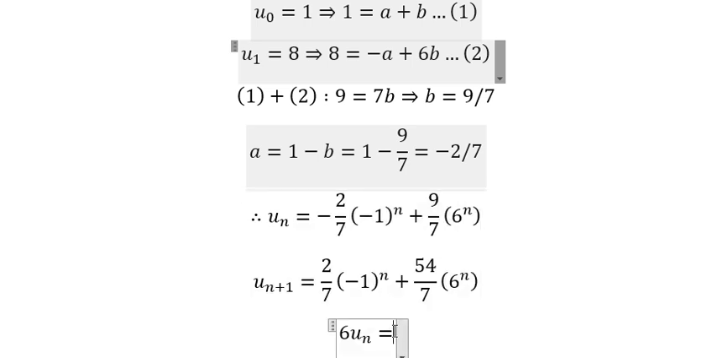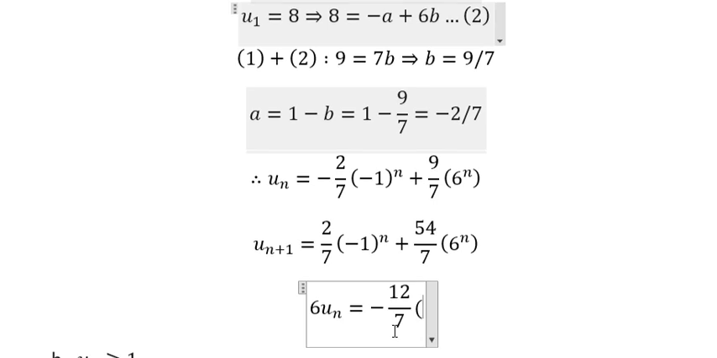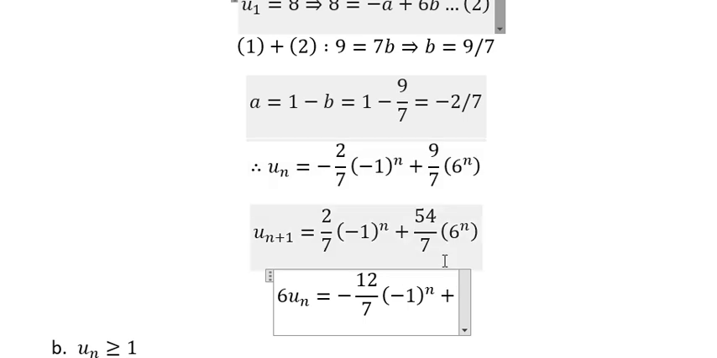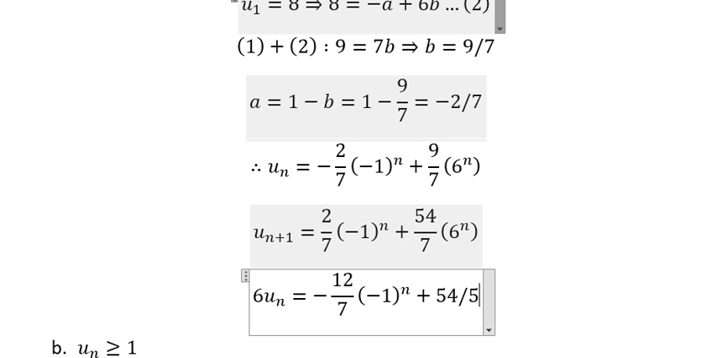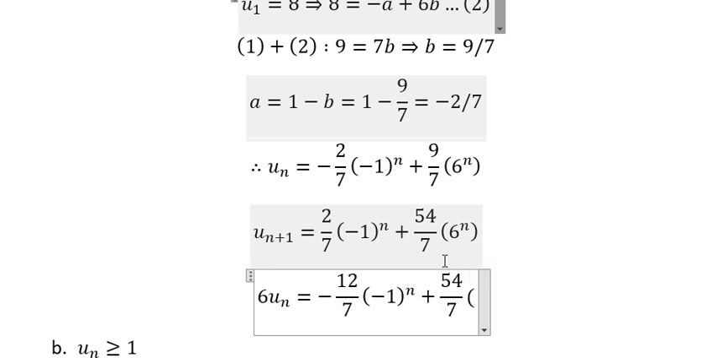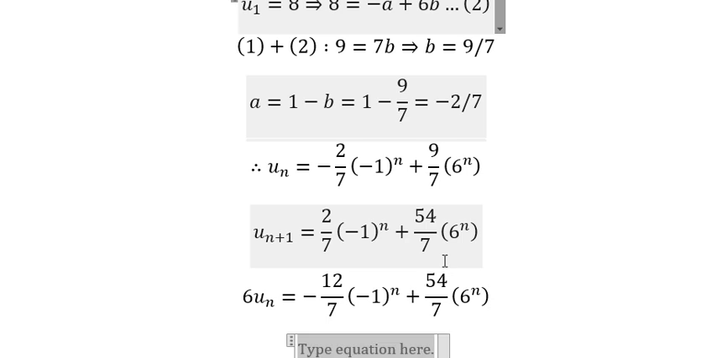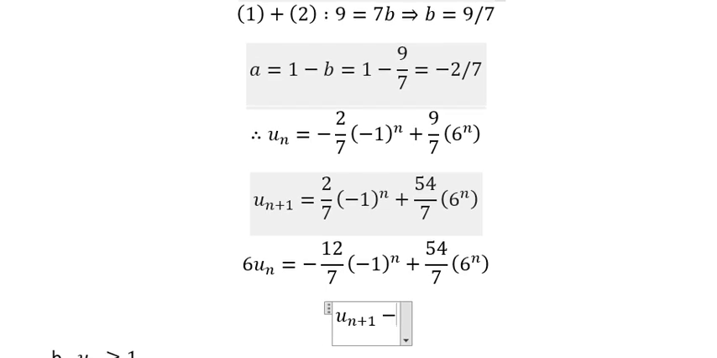Okay, so you're going to have negative 12 on 7 times negative 1 to the n, then plus 6 times that, which is 54. You have 54 on 7 times 6 raised to the power n. So if I now do un plus 1 minus 6un, what do I get?